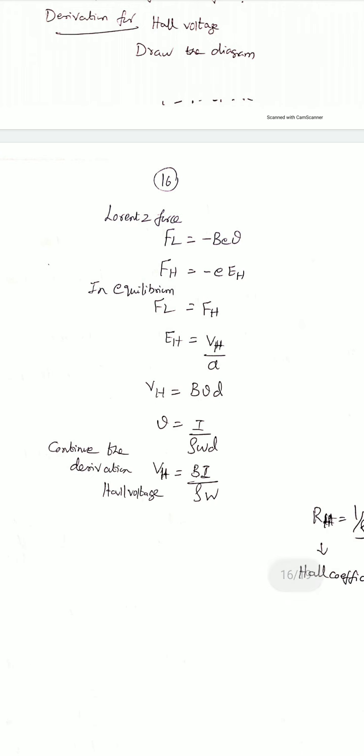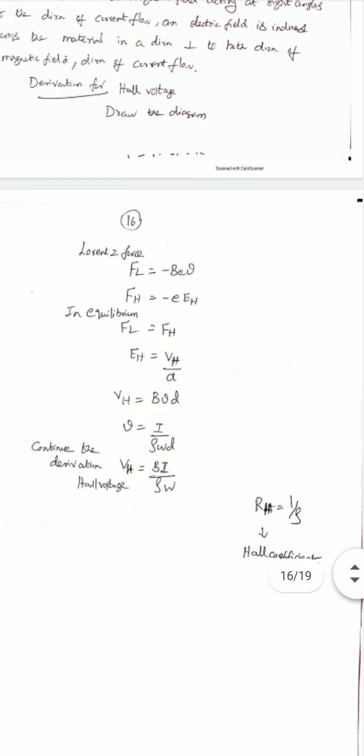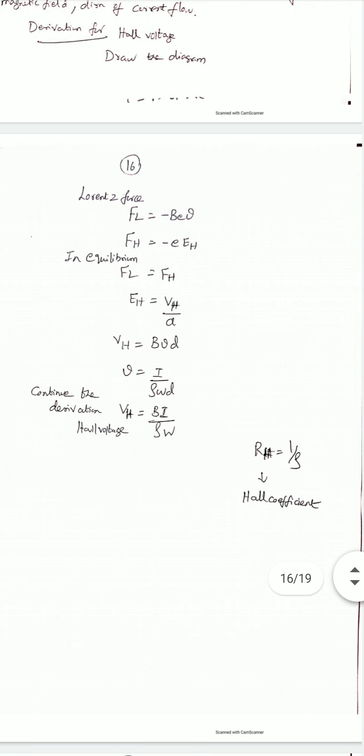Then here at last we are getting the Hall voltage VH, that is equal to B I by rho W, rho multiplied by W width. RH is the Hall coefficient. The Hall coefficient is equal to 1 by rho.